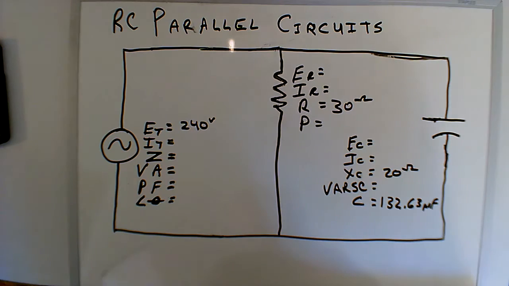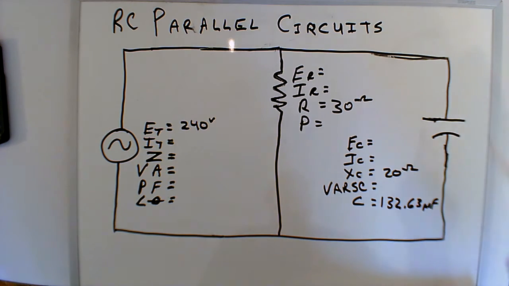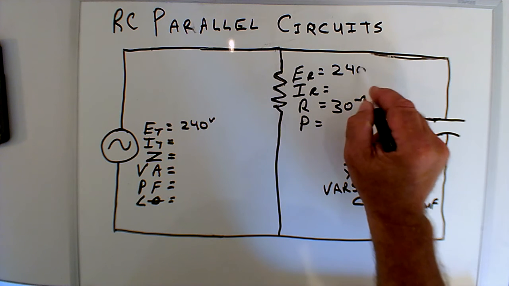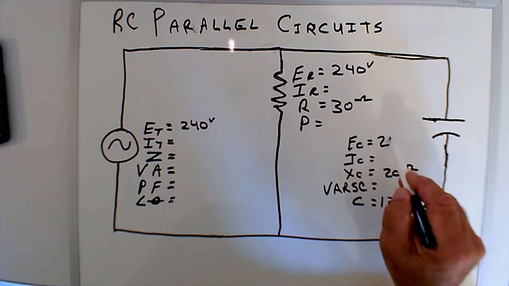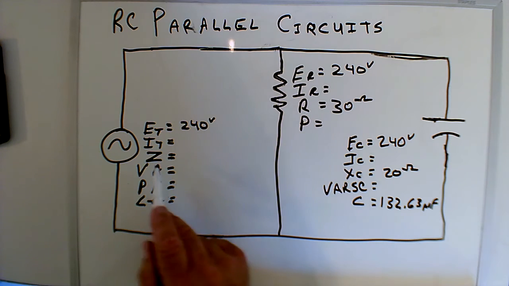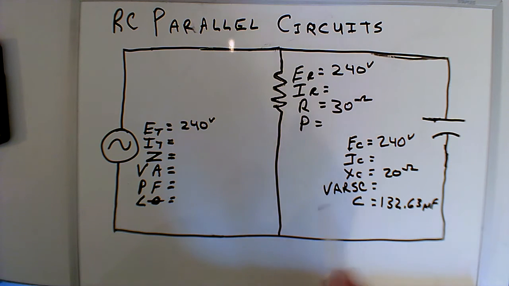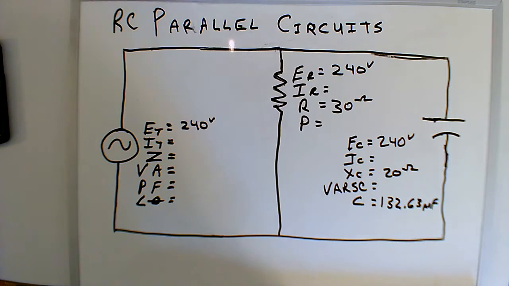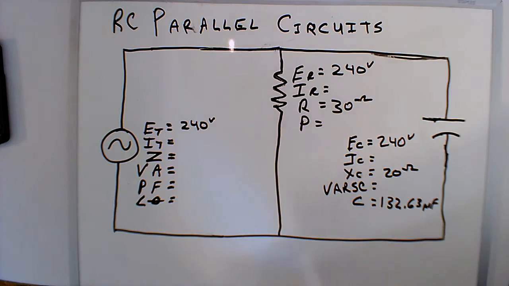So now what do we know about a parallel circuit? We know that voltage should be constant across each branch, so the voltage can be filled in quite easily here: 240 volts, 240 volts. We can also solve for Z now because I have an ohm value for the capacitor and an ohm value for the resistor. So let me solve for Z.